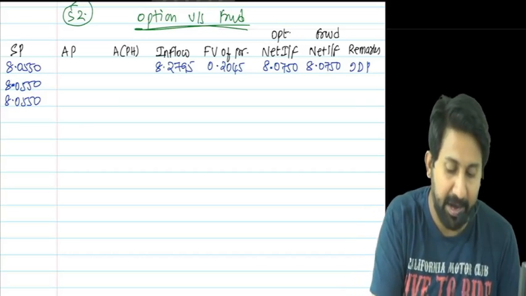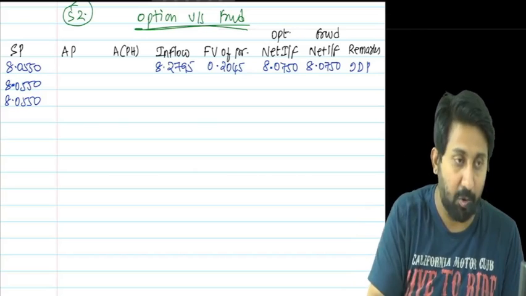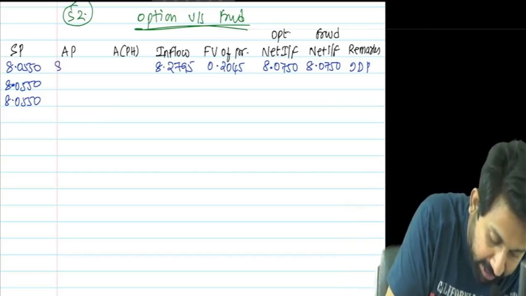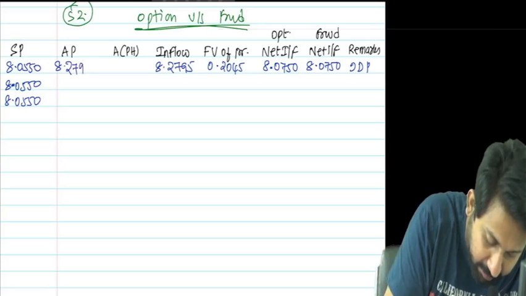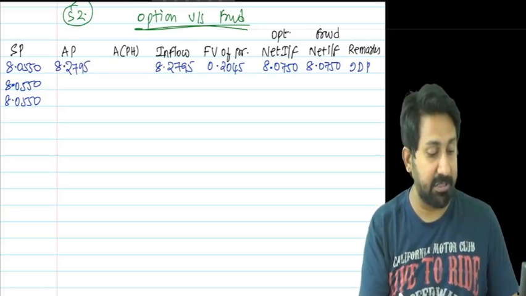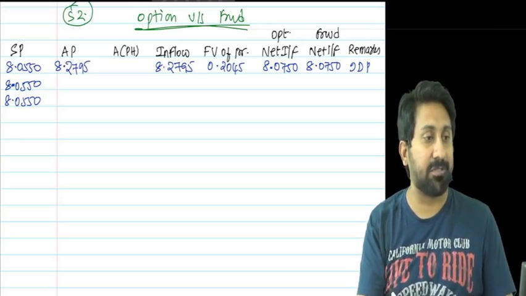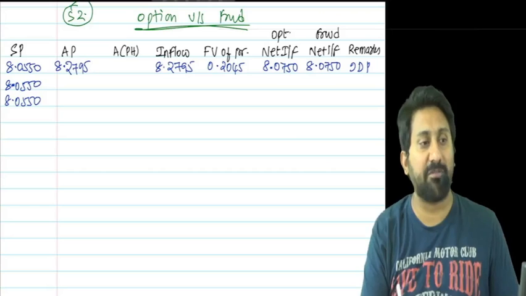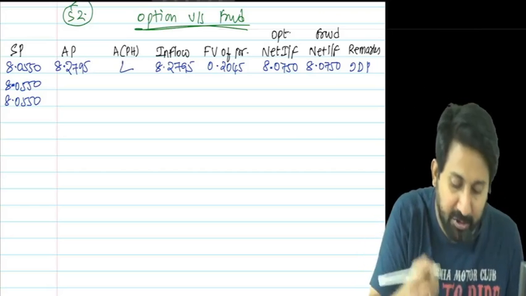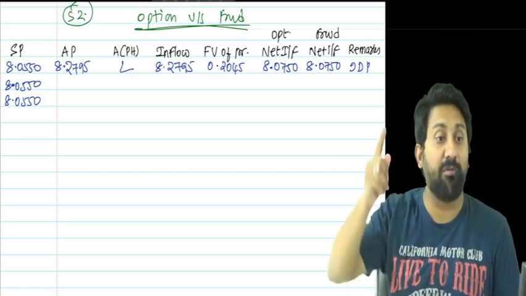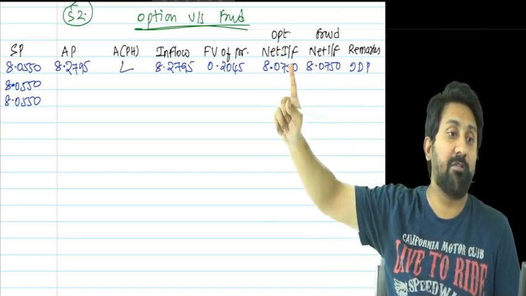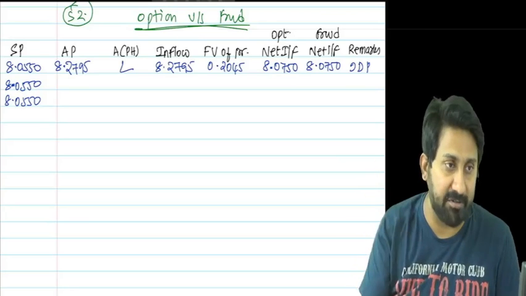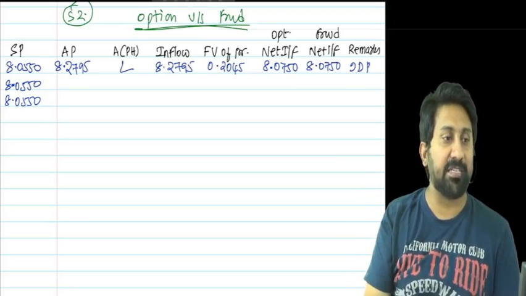You have paid 8.0550, but if the market rate is 8.2795, higher than that, when you have a chance to sell in the market at 8.2795, why would you foolishly sell at a lower price of 8.0550? So you will lapse the option and sell in the market. However, you already paid a premium, so the net inflow has come to 8.075, which is almost indifferent with the forward. Remarks: indifference point.